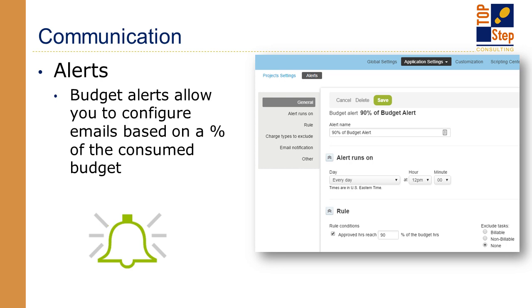For example, as you can see here, you can create a budget alert, which can notify a user based on certain criteria. You can configure it to run every day and send an alert when approved hours reach 90% of the budgeted hours. This alert applies to all active projects, and an email is usually sent to the project owner. Alerts allow automated email reminders to be sent to ensure business needs are met, and you can find this in the project application form.